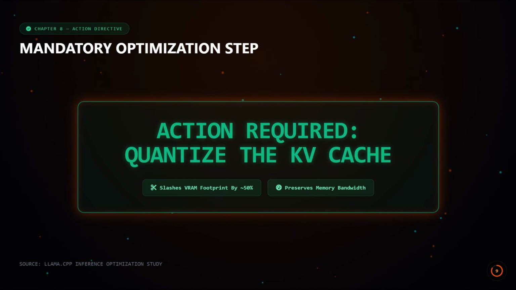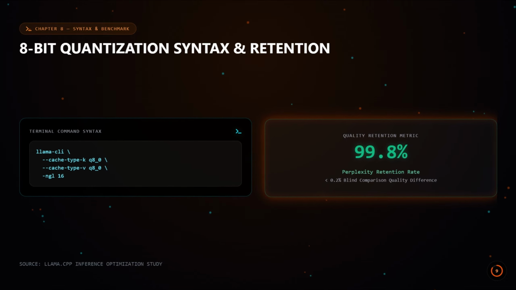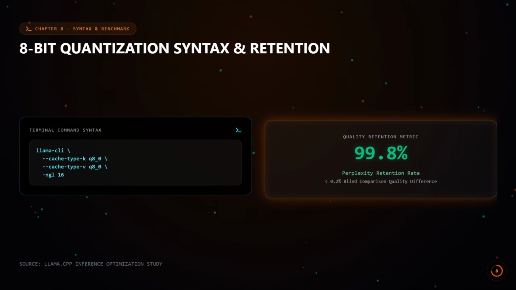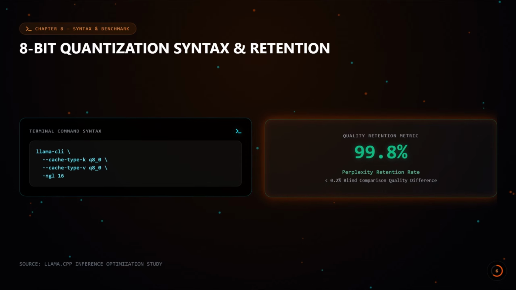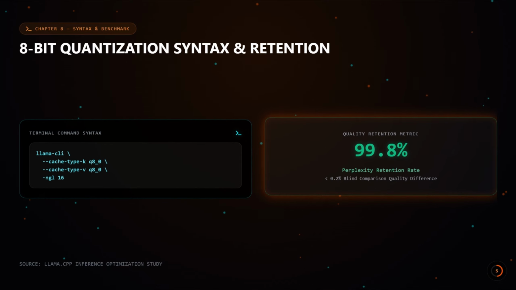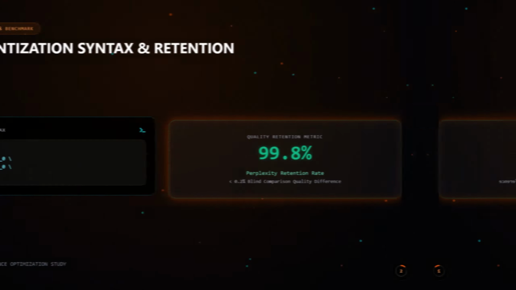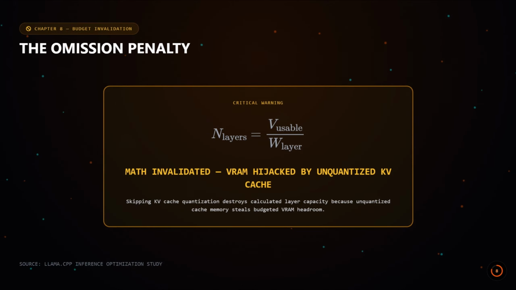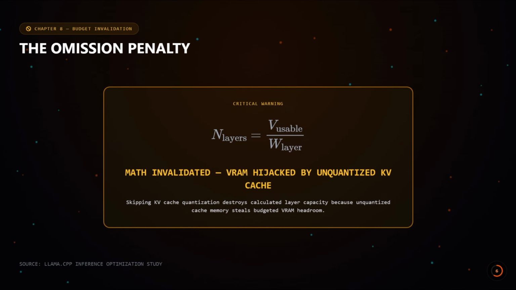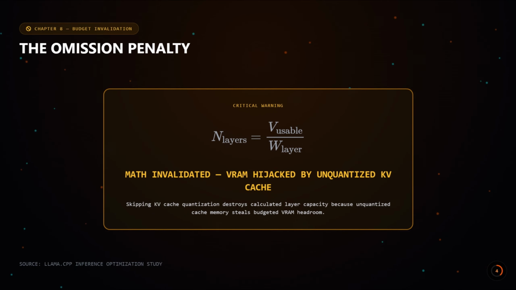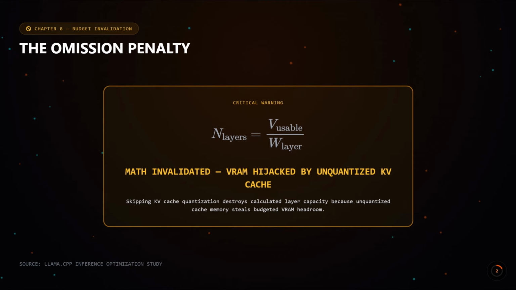Quantize the cache to cache-type-k q8_0 and cache-type-v q8_0. Bring that cache down substantially for a quality cost small enough that most people cannot tell the difference in a blind comparison. Skip this step, and the math from 3 paragraphs ago stops being true, because the cache eats the VRAM you budgeted for layers.